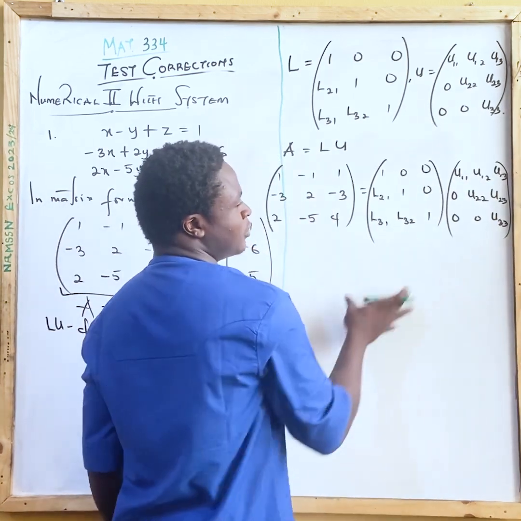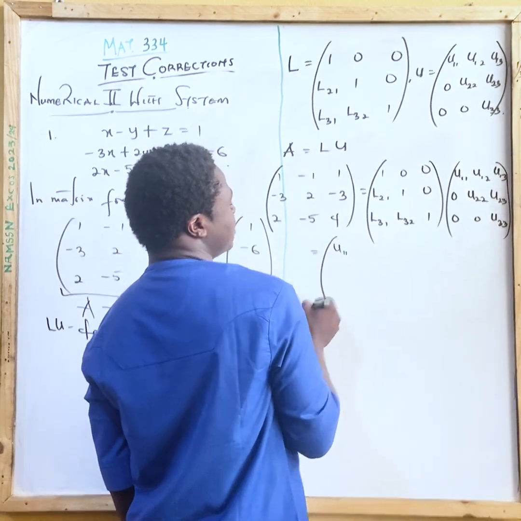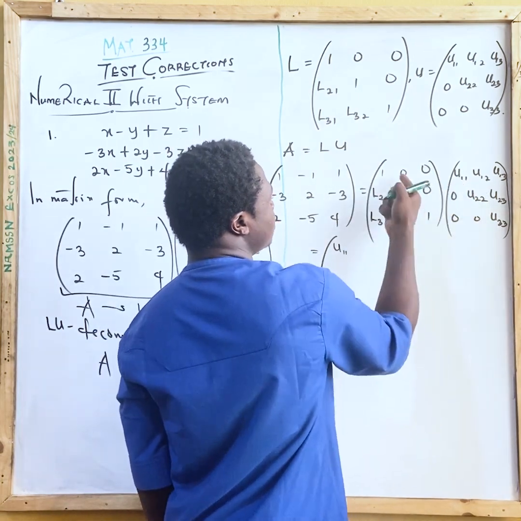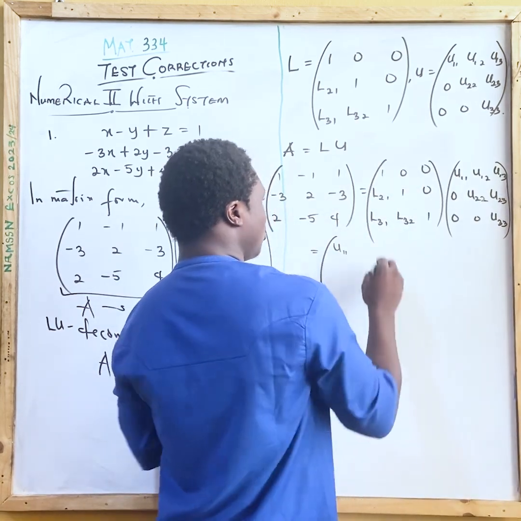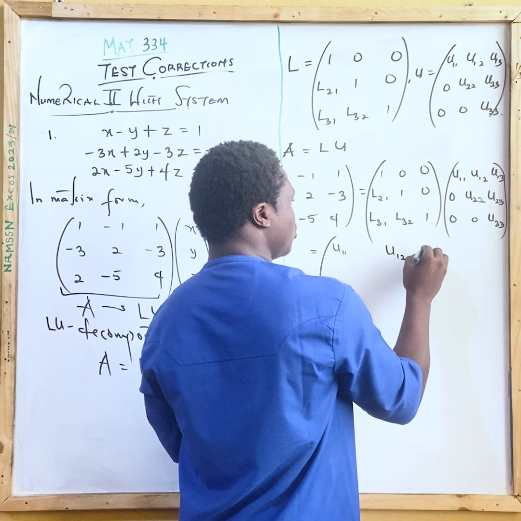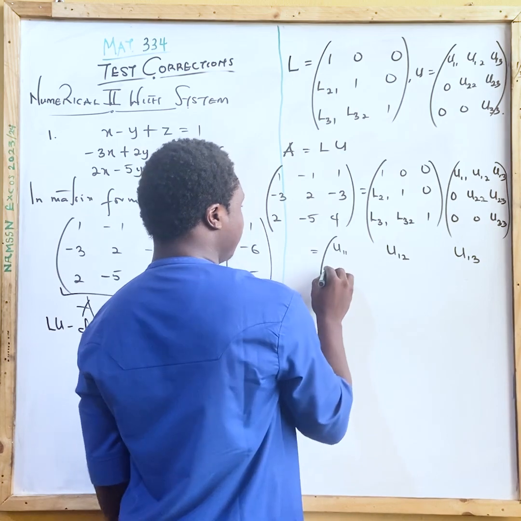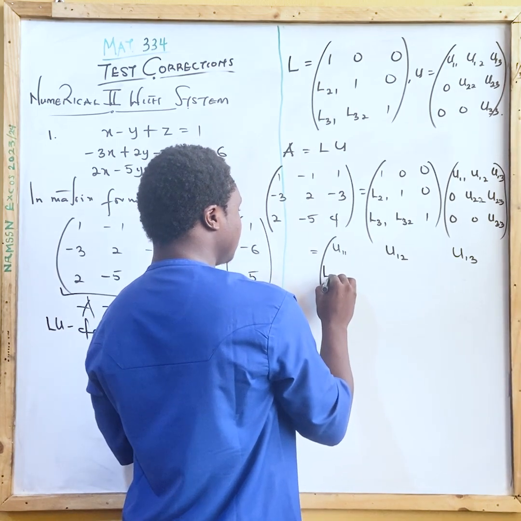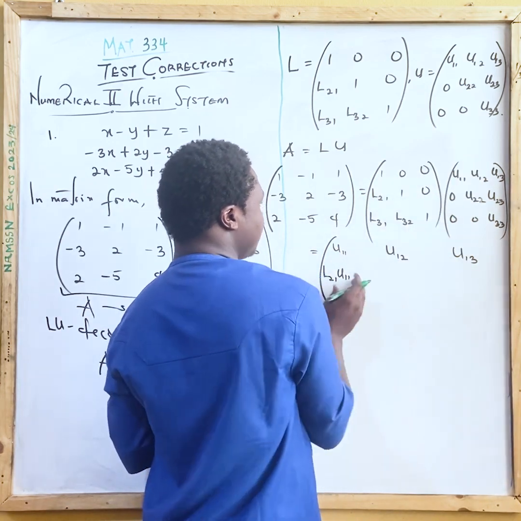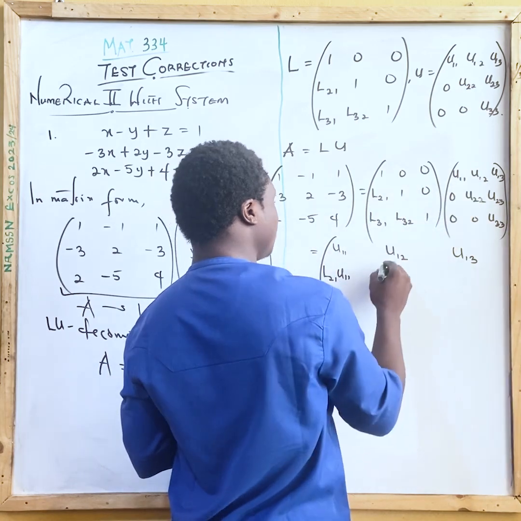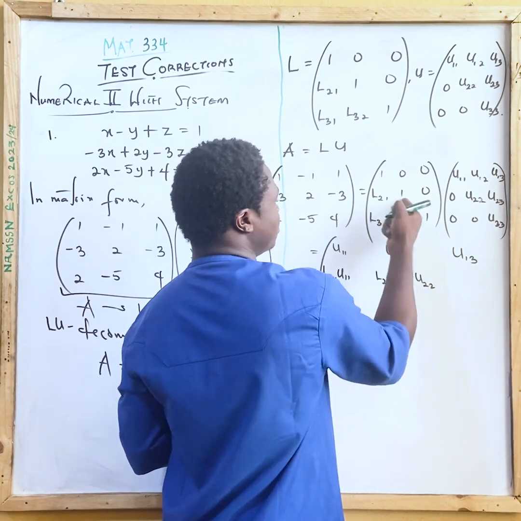If we multiply these two matrices, we will have U11 as the first entry, because 1 times U11 is U11, and 0 times 0 is 0. The second column has U12, and the last one has U13. For the next row, we have L21 U11, then L21 U12 plus U22, since 1 times U22 is U22.